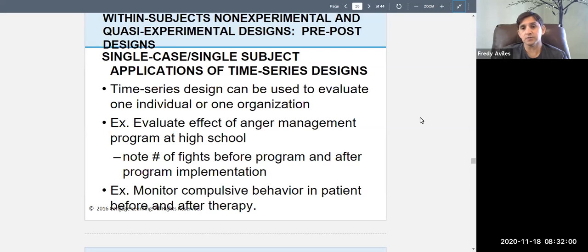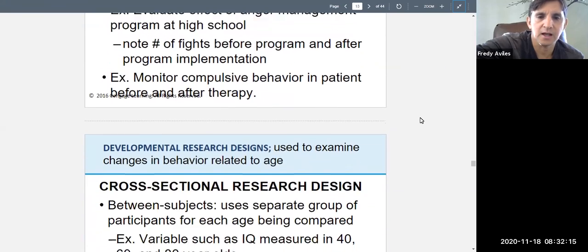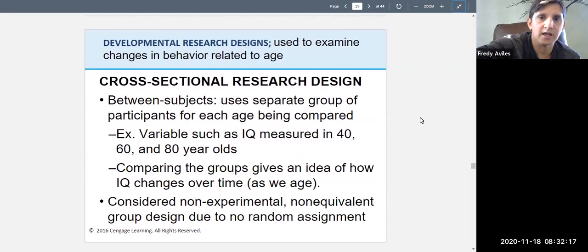Because it is an anxiety disorder when you have OCD. And then you check, see how often they wash their hands after they start that drug treatment. Okay, those are examples of single case, single subject application of the time series design.